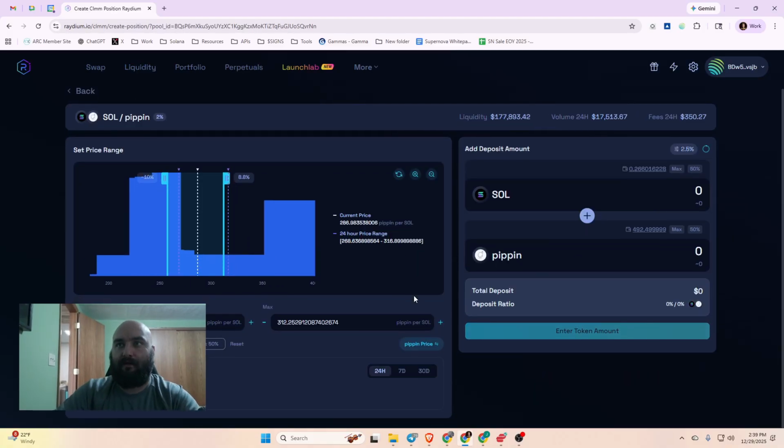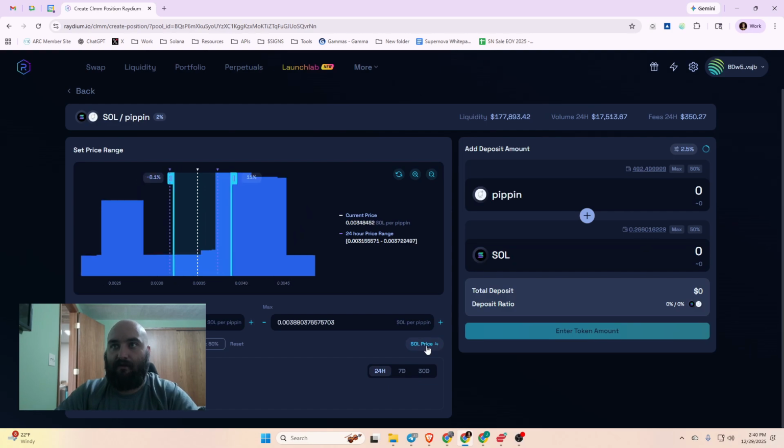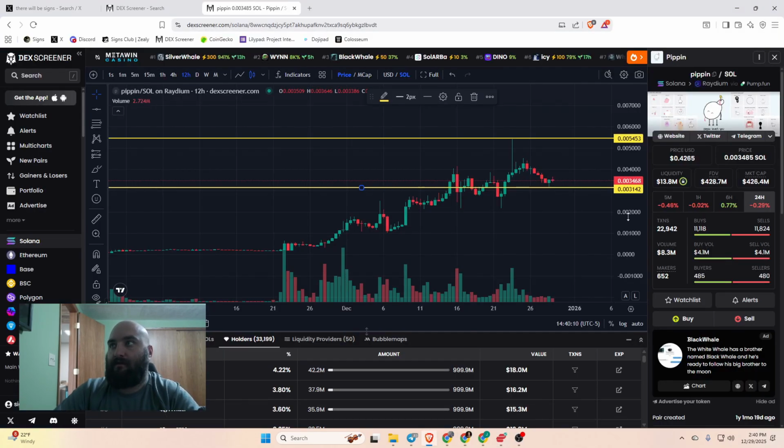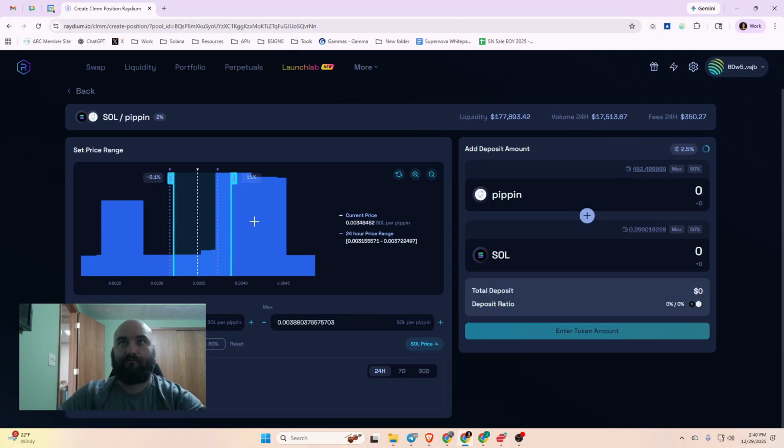Okay, and let's take a look at this here. I need to see this in Pippin price. Right now it's showing how many Pippin to make one Solana. Actually, I need to look at it like this. Okay, so 0.00348, 0.00348, that's pretty close. So what we're looking at here is this.